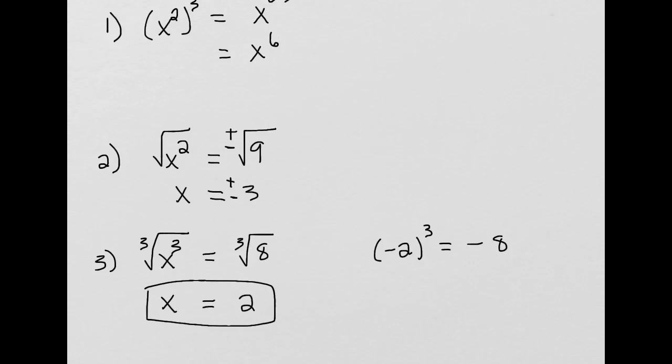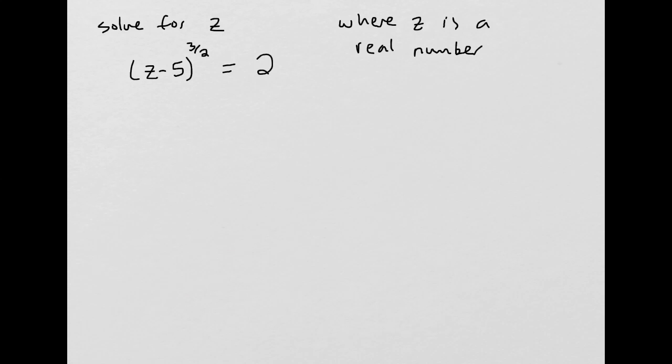So the bottom line is when I take an even root of both sides, that's when I need this plus or minus thing. When I'm taking an odd root of both sides, I don't need the plus or minus thing. Okay, so let's see how all those ideas apply to this problem.